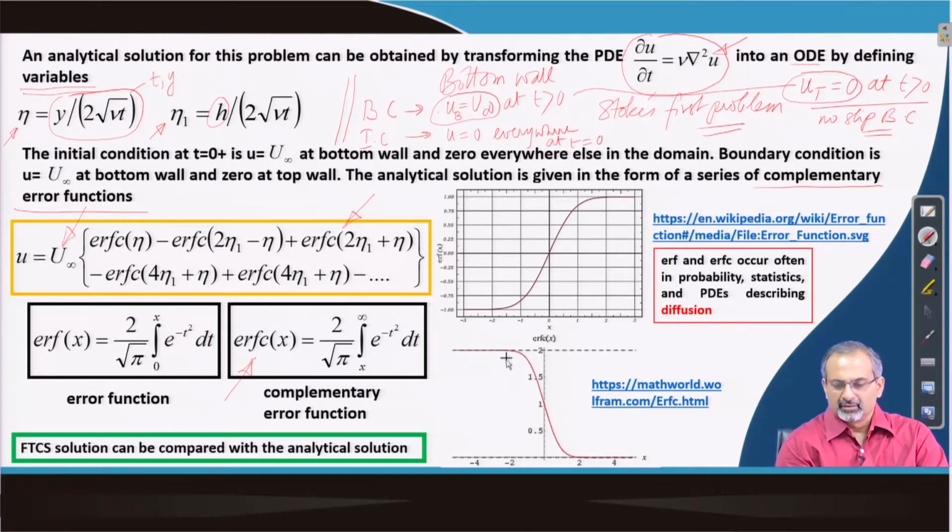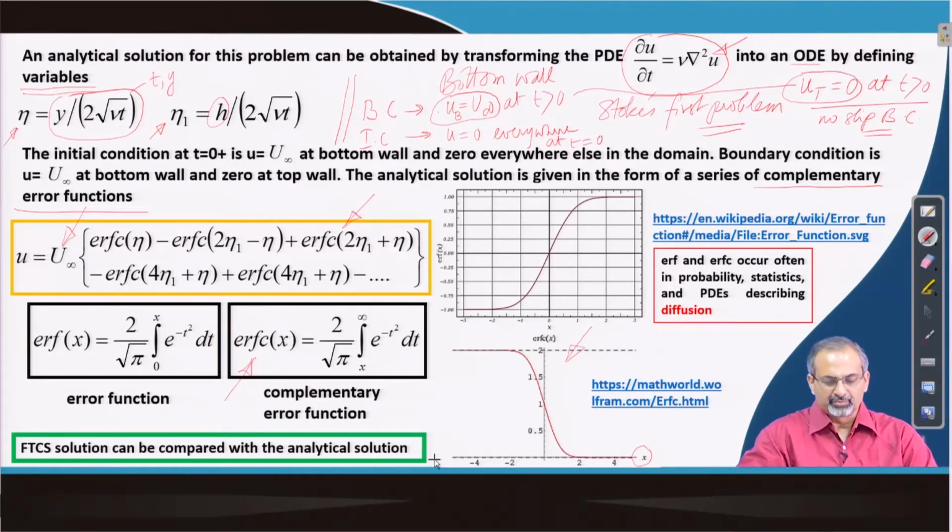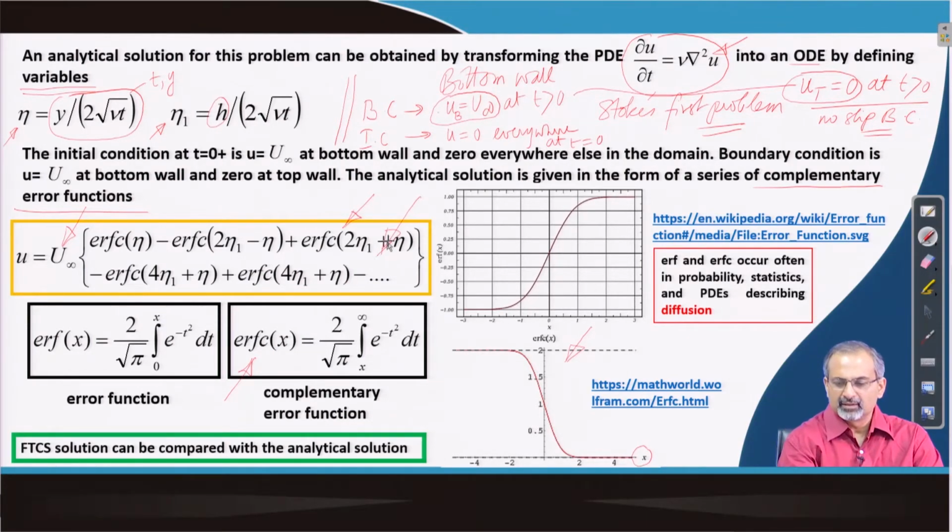and if we want to see the nature of the complementary error function, this is how it looks as a function of x. So, as you vary x from a negative through 0 to the positive direction, this is how the value of the complementary error function shows up. So, that is what would contribute to the solution over here, the series forming the complementary error functions.